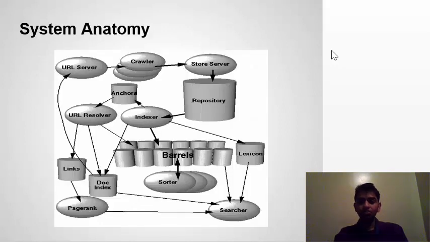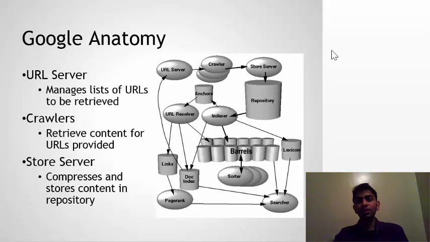This is the system anatomy of Google. In Google, the crawling is done using distributed crawlers. There is a URL server which will generate a document of all the URLs required by the user and will provide this list to the crawler. The crawler will then fetch all the documents and web pages and will store them in the store server. The store server compresses all the documents and web pages into the repository.